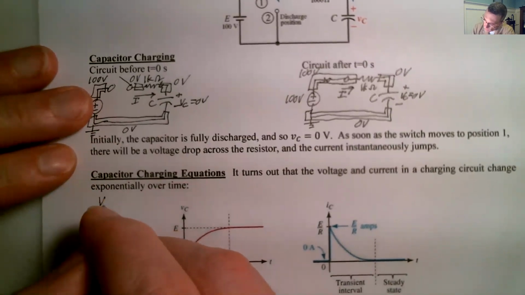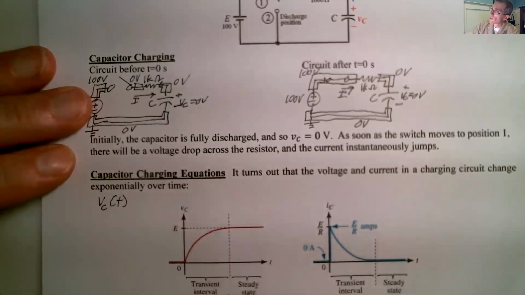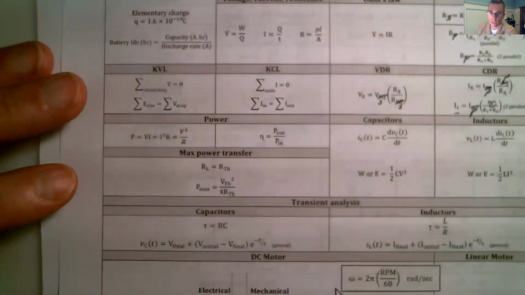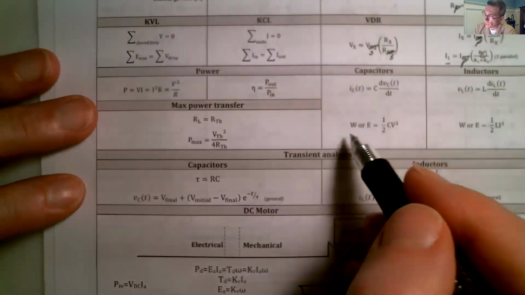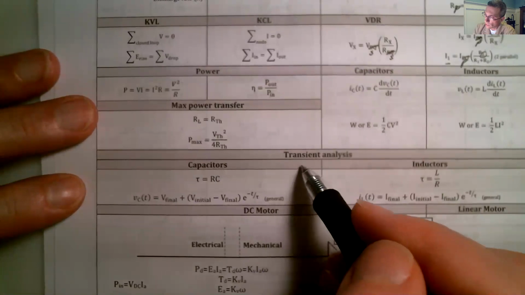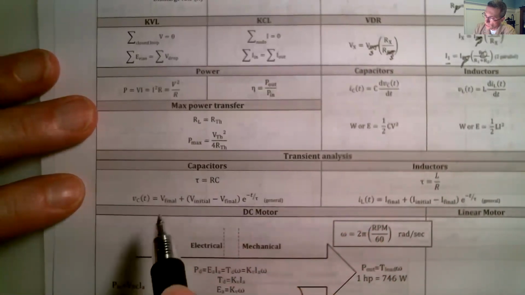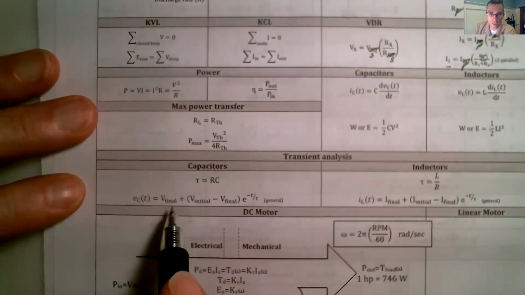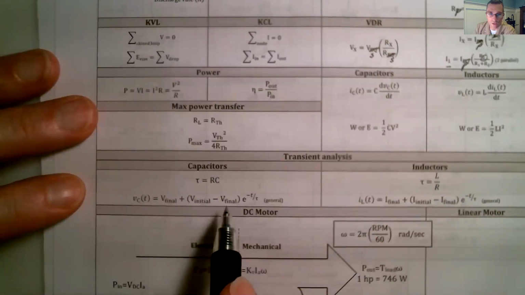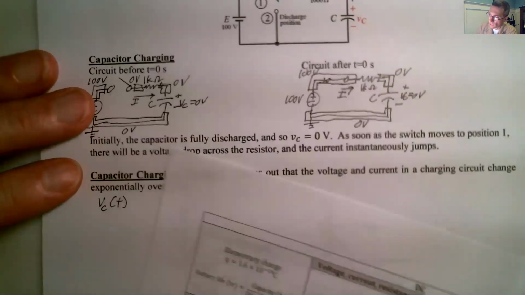So this leads to a first order differential equation that we aren't going to have you solve, but that's okay. We have the answer, and it's the general equation for a capacitor transient. So we were talking last time about capacitors and inductors. We moved down here to transient analysis. And we've got this equation. So VC of t is V final plus V initial minus V final, e to the negative t over tau.